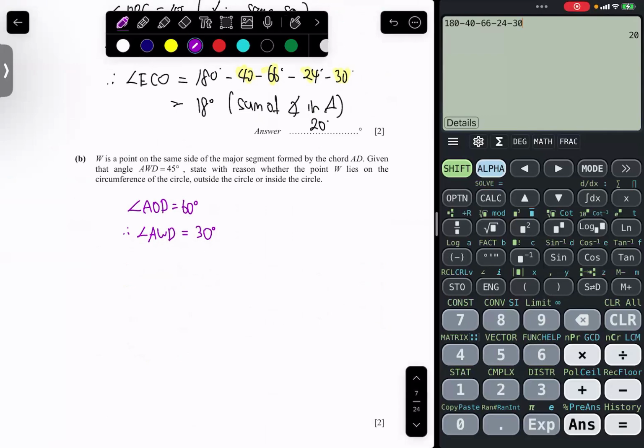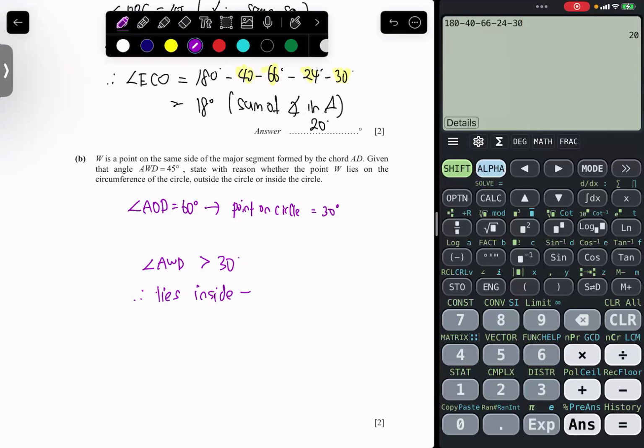So therefore, angle AWD, if AOD equals 60 degrees, a point on the circle would give 30 degrees. And AWD is more than 30 degrees, therefore it must lie inside the circle.